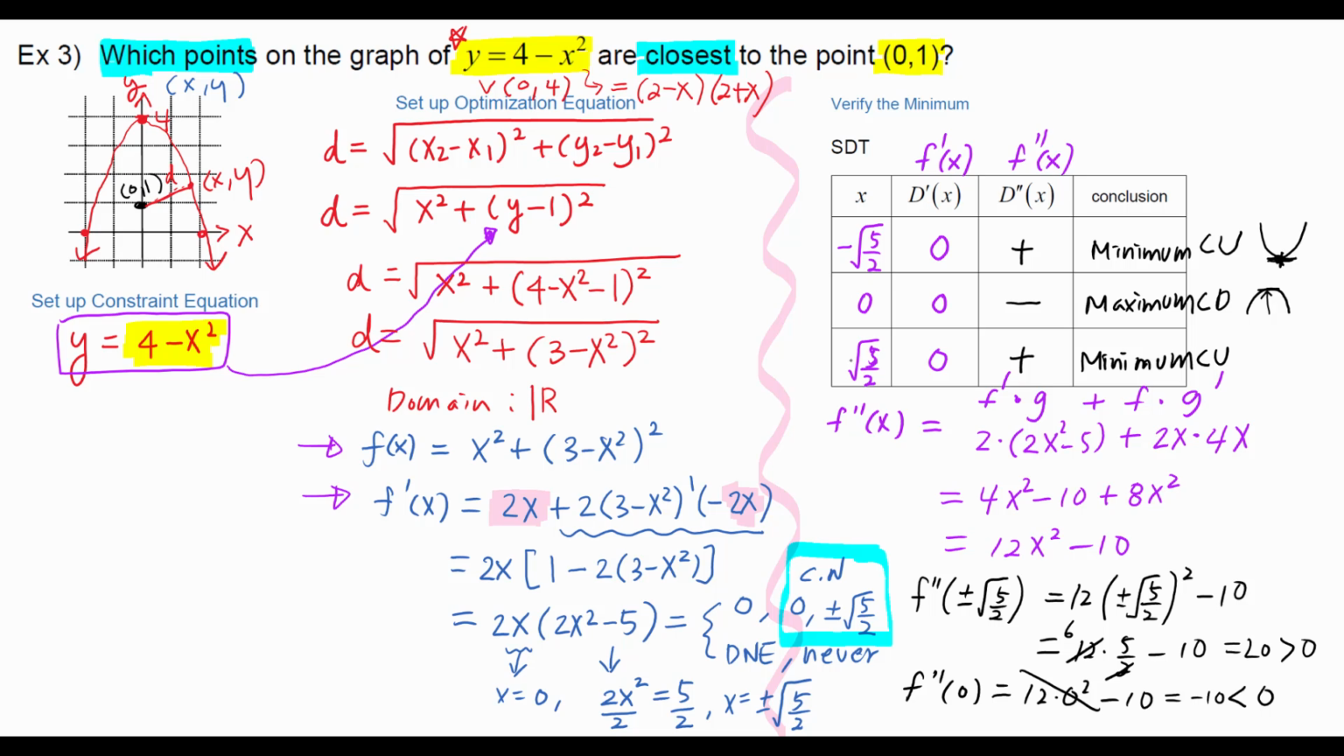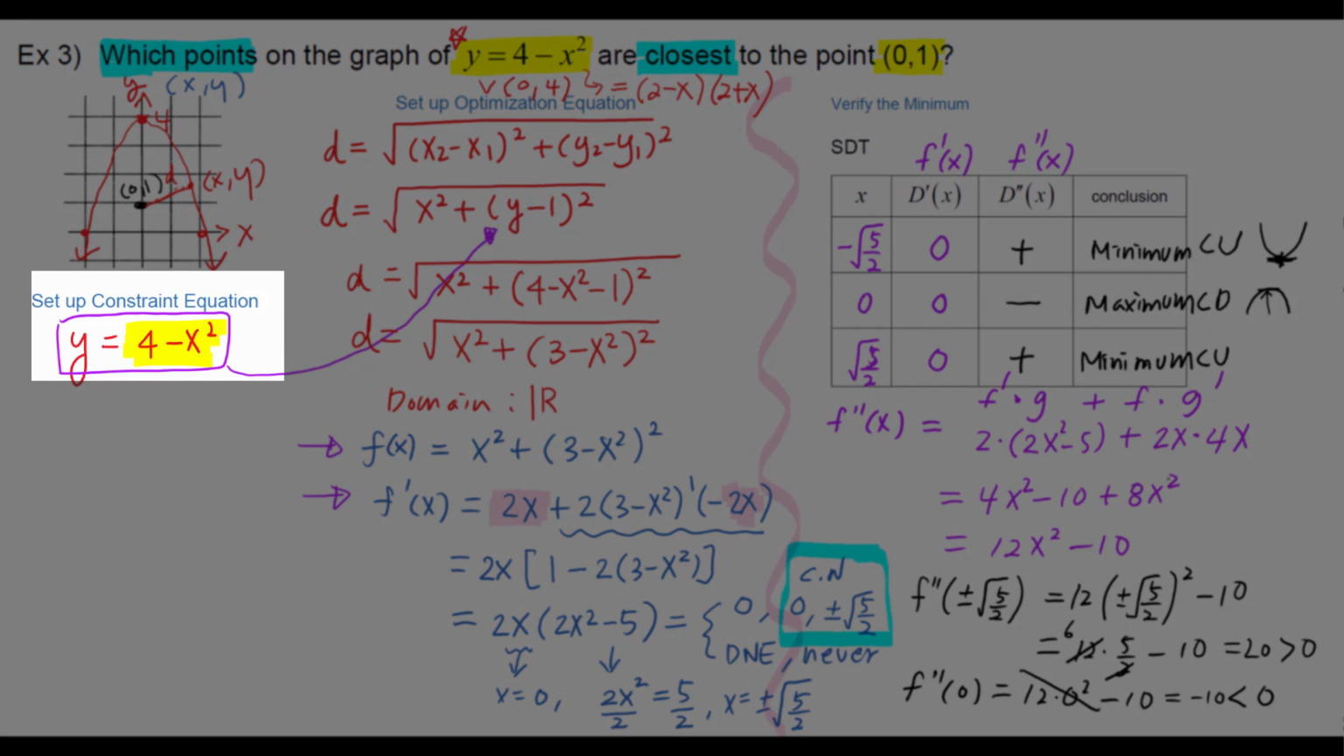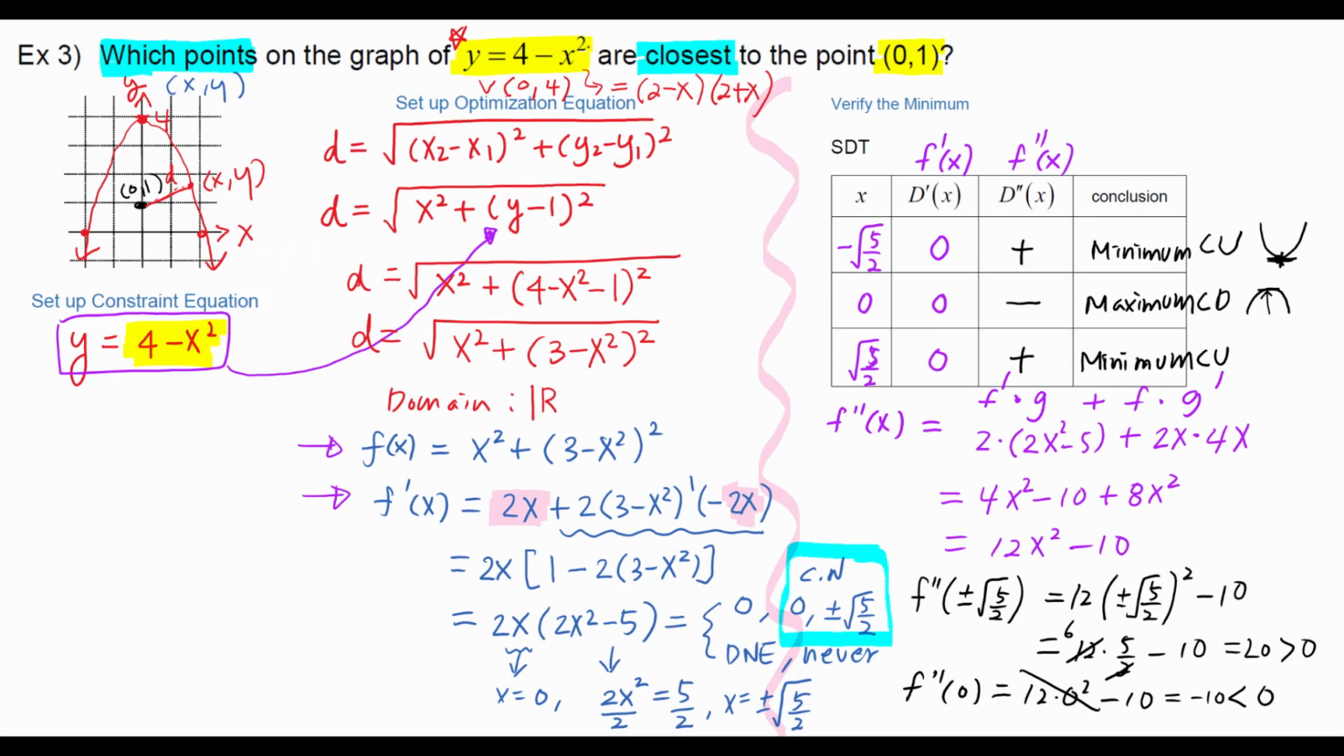So you can see that now you're going to have two points, which give the minimum distance from 0, 1 to these points. But these are both x coordinates of the points. So now I need to get the y coordinate. And again, where do you get it? You get it from the constraint equation. y equals 4 minus x squared. You got the x value, so now you plug it in right there to find the y coordinate. So let's use it right here to get the y coordinate.